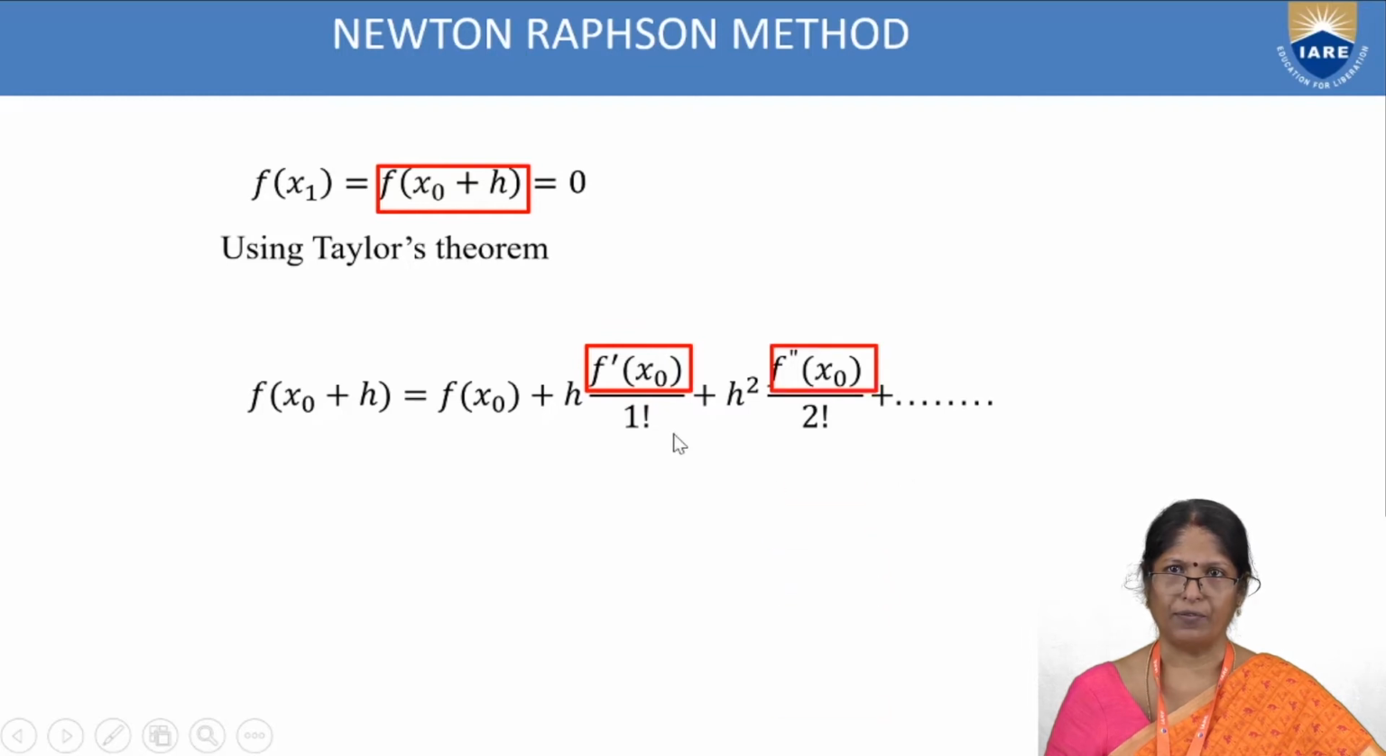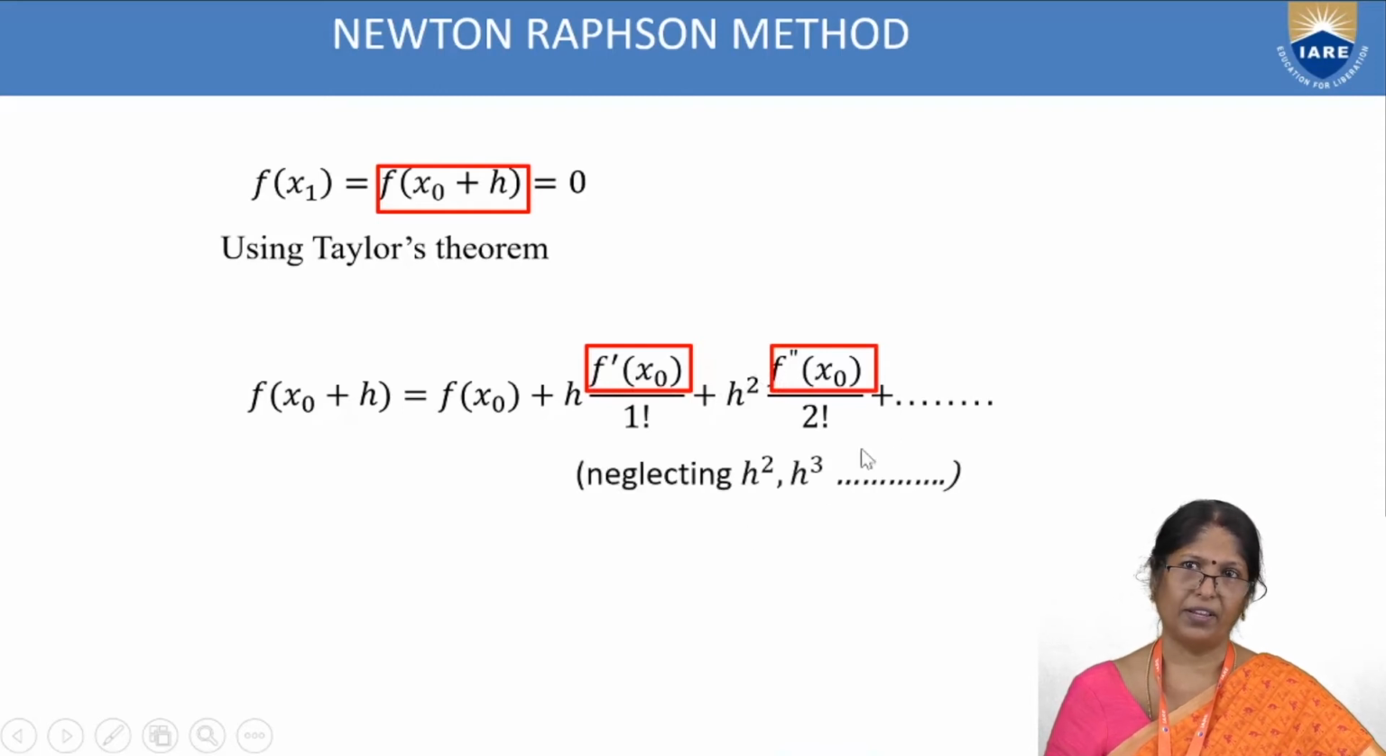So you can see it, f dash, f double dash: this is the first derivative, this is the second derivative. This is the derivation using Taylor's series. We are going to derive the Newton-Raphson formula. For that, we are not going to consider this. We are going to consider only the first and second terms of the formula. We are going to neglect h square onwards. So that's what is written here, neglecting h square and h cube.